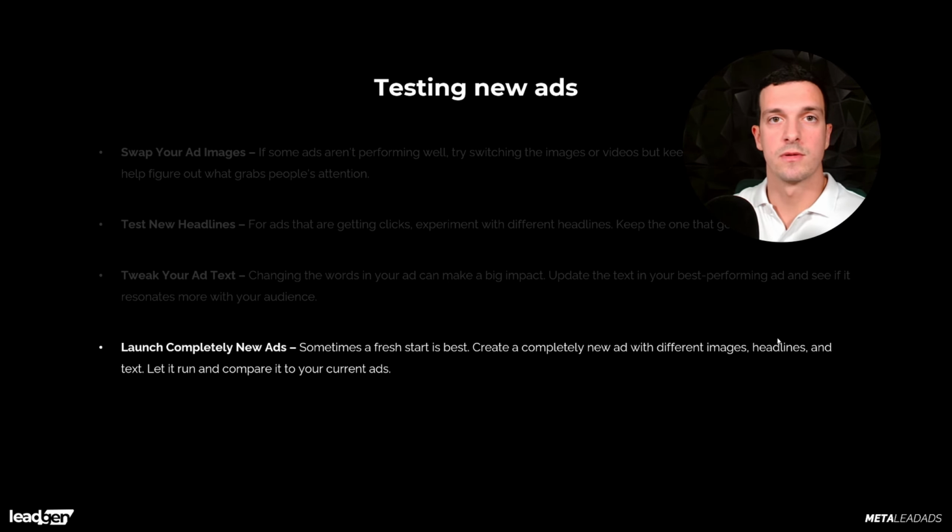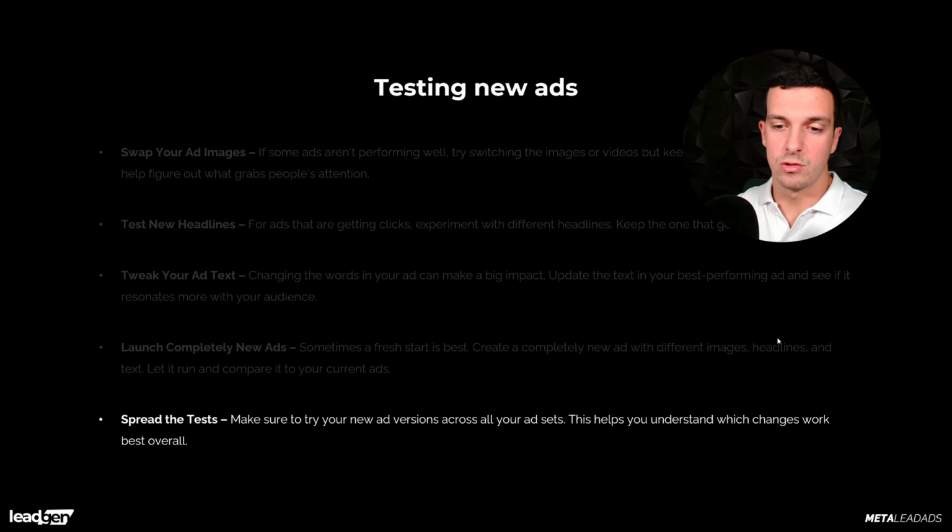So you want to have one campaign per lead magnet. Obviously you can test more, but you don't want to mix a lot more lead magnets in one campaign. I'm going to teach you later how to test lead magnets in separate campaigns. Spread the test. Make sure to try your new ad versions across all your ad sets. This helps you understand which changes work best overall. So if you duplicate it in one ad set, I'm going to teach you how to duplicate it to other ad sets, so you really test it out and get some winners.